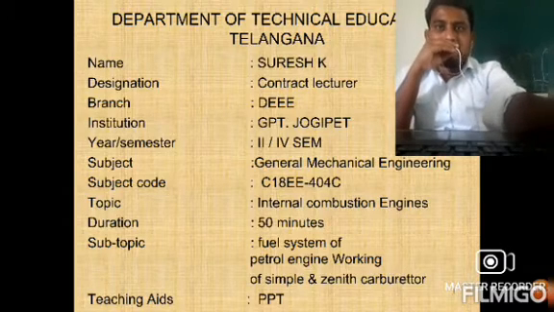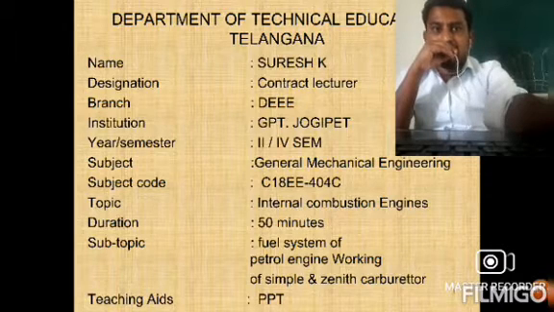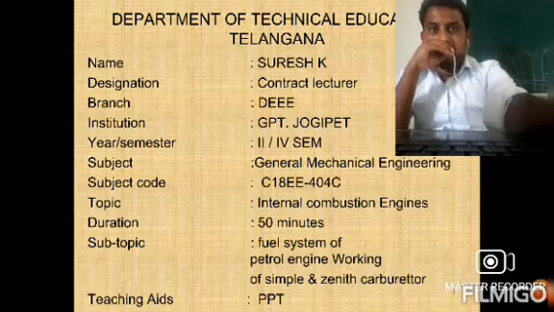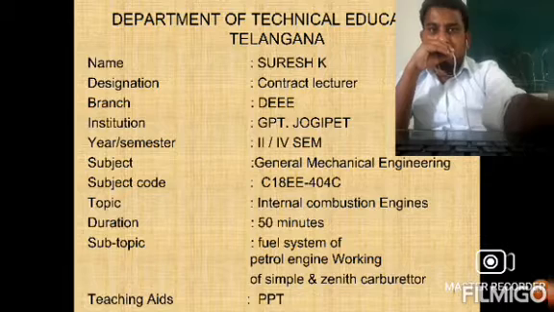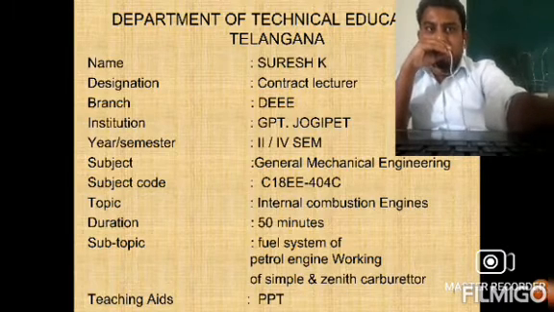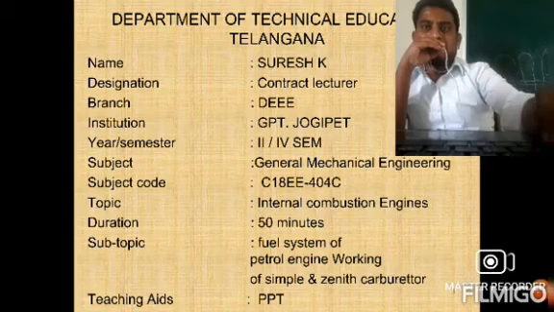Today we will discuss the next class, that is the fuel system of a petrol engine, the simple fuel system of a petrol engine, and the working of a simple and Zenith carburetor. So this is our topic today.